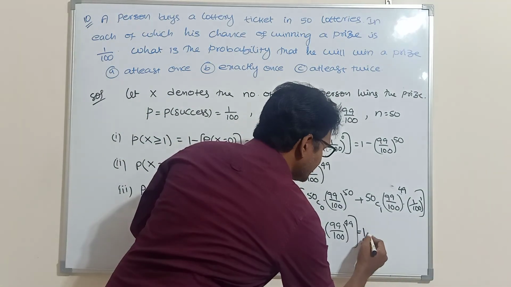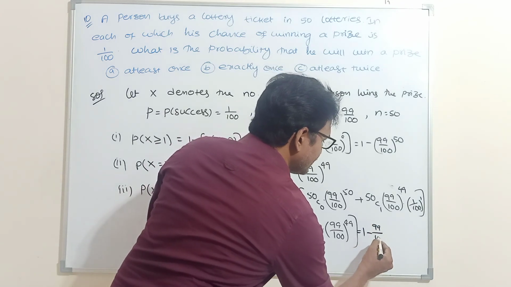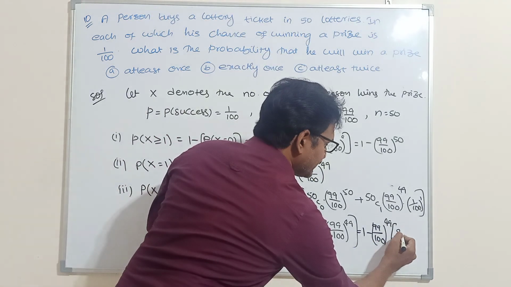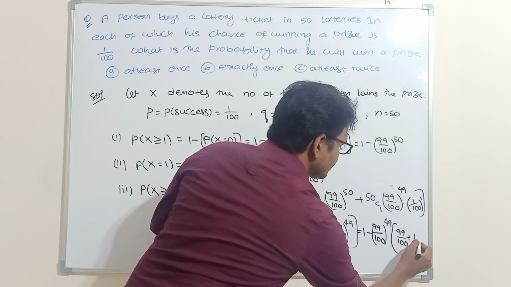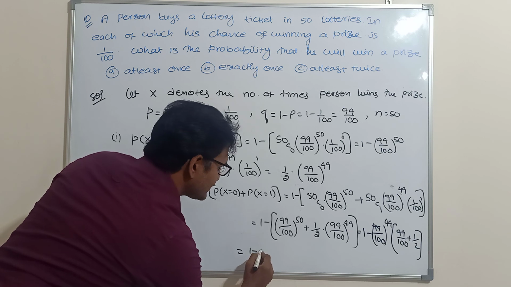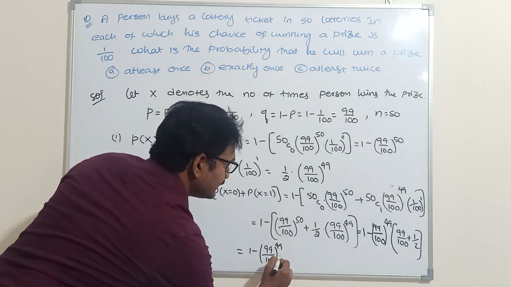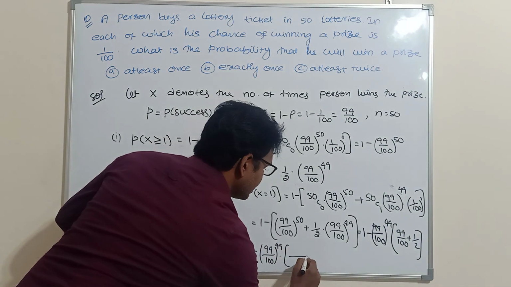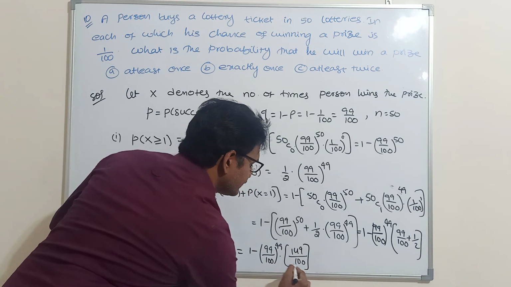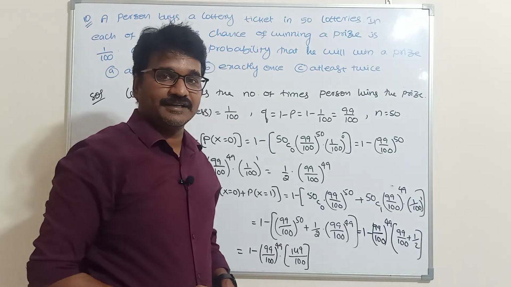Next, 99 by 100 power 49 is common. If you take it common, 99 by 100 is still there, plus 1 by 2. So this is equal to 1 minus 99 by 100 whole power 49 into, if you take the LCM, 100 is the LCM, so 50 plus 99, that is 149. Then you will get 1 minus 99 by 100 whole power 49 into 149 by 100 as the answer.